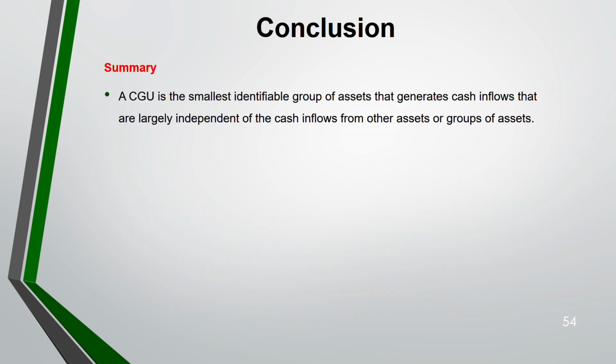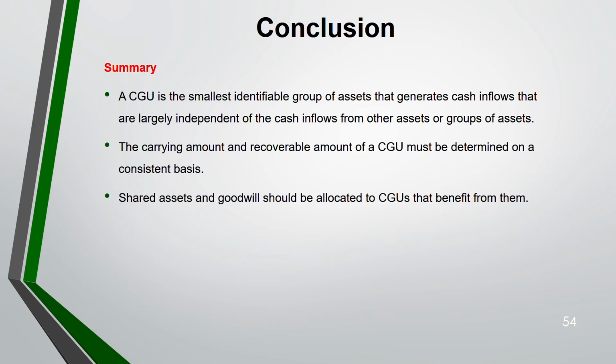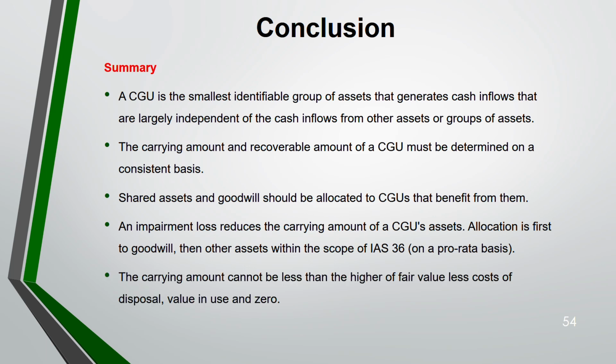A CGU is the smallest identifiable group of assets that generates cash inflows independently from other assets. Carrying amount and the recoverable amount of a CGU have to be determined on a consistent basis. Shared assets and goodwill have to be allocated to the CGU that benefits from them. An impairment loss reduces the carrying amount of the CGU assets. Allocation is first against goodwill, then against other assets based on their carrying amount. The carrying amount cannot be less than the higher of the fair value less cost of disposal, value in use, and 0. An impairment loss in relation to goodwill you can never reverse.